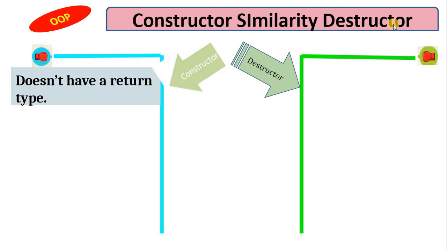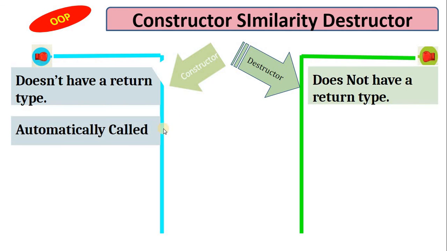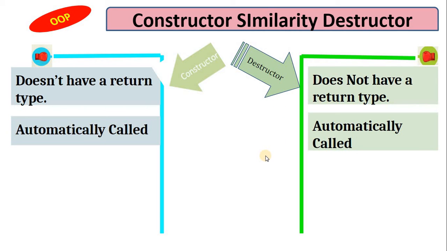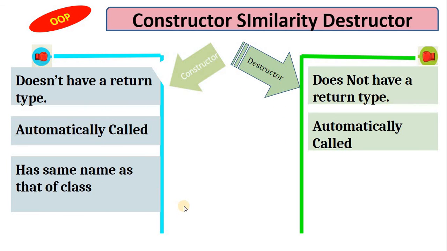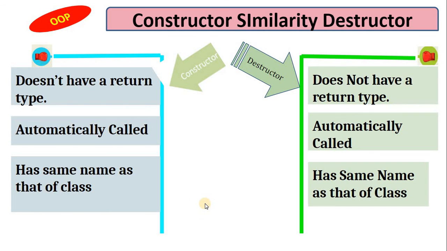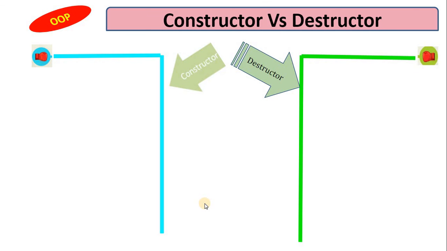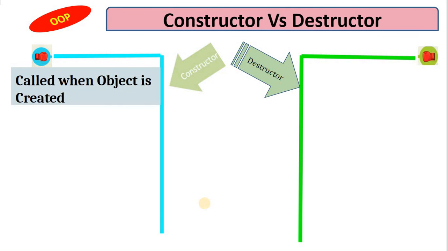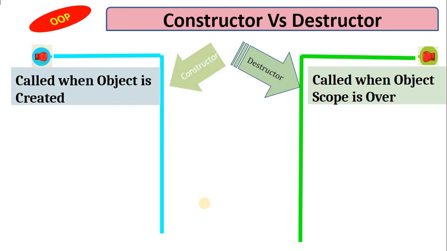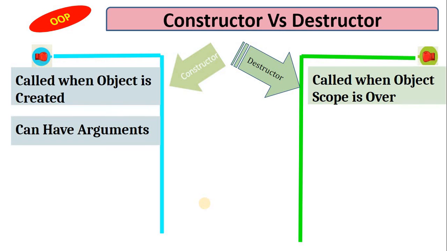Now, understanding the similarity between a constructor and destructor, the constructor does not have a return type, even destructor does not have a return type. Constructor is automatically called, destructor is also automatically called. Constructor has the same name as that of the class, and destructor also has the same name as that of the class. But there is a difference between a constructor and destructor. By its name also, constructor constructs the object, destructor destroys the object. But constructor is called when object is created, and destructor is called when the object scope gets completed, that is over.